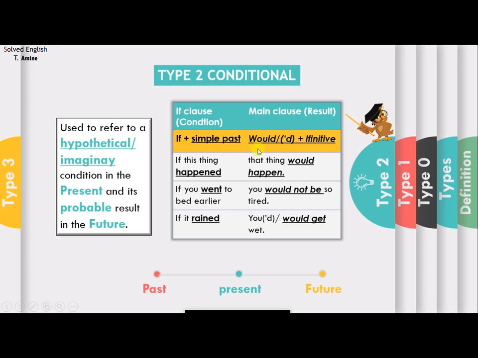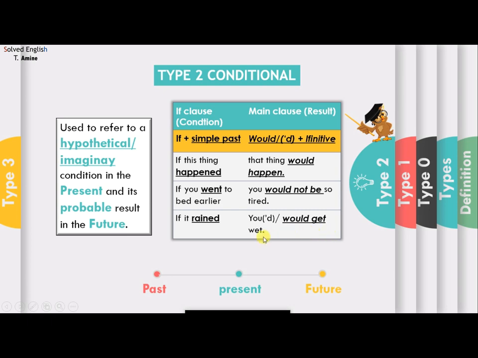And in the result clause, we use would plus a verb in the infinitive. Again, in the condition clause or if clause, we use if plus simple past. In the main clause, we use would plus the infinitive. An example of that will be, if this thing happened, that thing would happen. If you went to bed earlier, you would not be so tired. If it rained, the past, you would get wet.